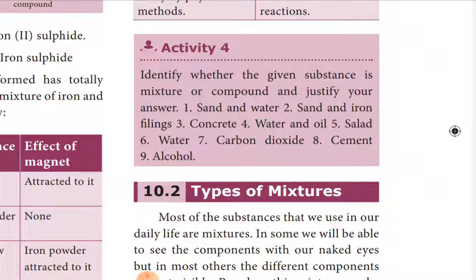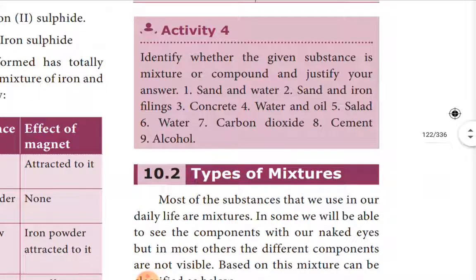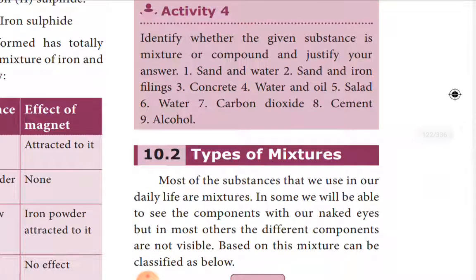Third one is concrete. Concrete, that you have seen used during the construction of buildings. How is concrete prepared? Concrete is prepared using cement, stone, water, and lime-like substances. So it is also a mixture. That machine is called a mixture machine. The workers take sand, water, cement, stone, all these are added and it is rotated. The result that you get is called concrete, which is a mixture.